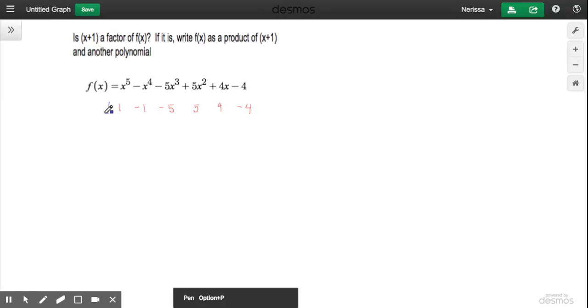We're going to test if negative 1 is a 0 of f of x. So we'll have here 1. So we bring down 1, we multiply. 1 by negative 1 is negative 1. Negative 1 minus 1 is negative 2. Negative 2 times negative 1 is positive 2. Negative 5 plus 2 is negative 3. Negative 3 times negative 1 is positive 3.